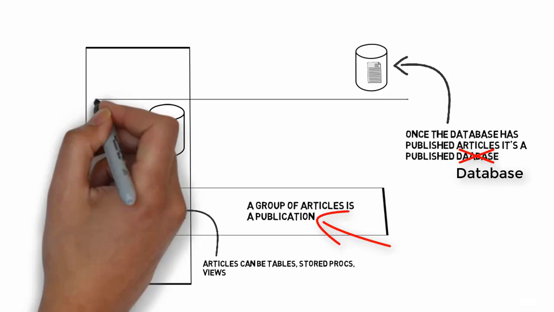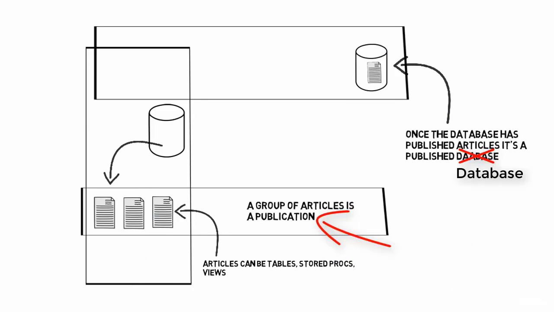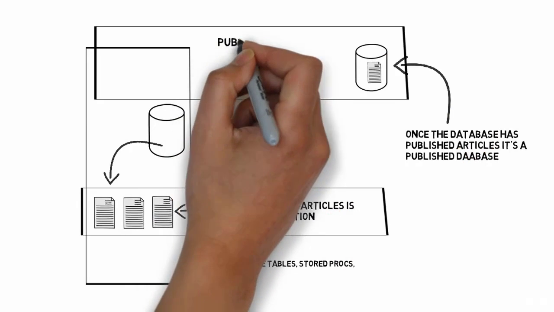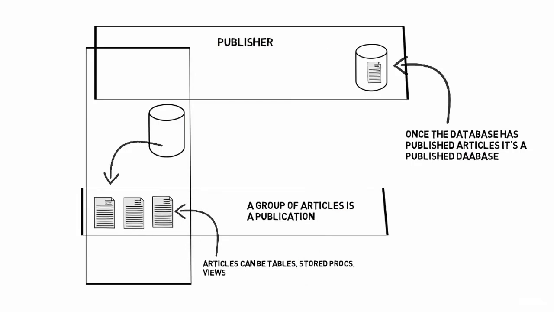A publication is a collection of articles grouped together as one unit. Every article is defined to be part of exactly one publication. Of course, you can define different articles on the same object in separate publications. A publication supports several configurable options that apply to all the articles.